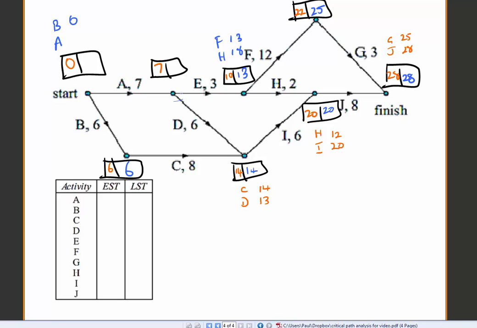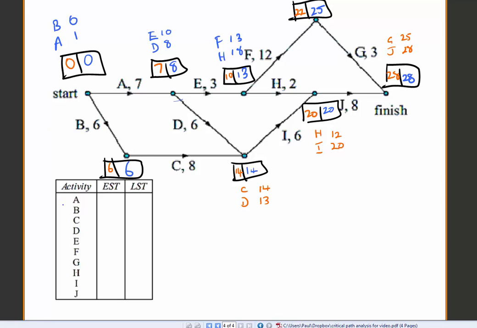Okay, now this vertex has two tasks coming out of it, so we need to consider two things. 13 take away 3 gives us a 10 for E, and 14 take away 6 gives us an 8 for D. Alright, 14 take 6, let's just make sure, yep, that's 8. Smallest value goes in the box, that's an 8. Alright, 8 take away 7 is a 1. Smallest value goes in the box. Now we're all done. Let's do the EST and the LST of each of these tasks.